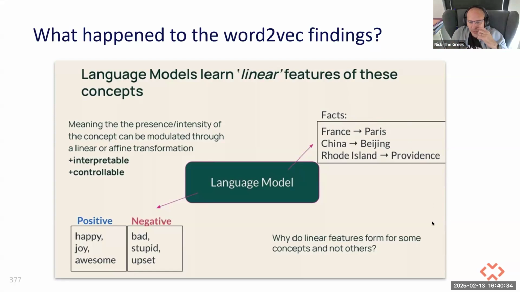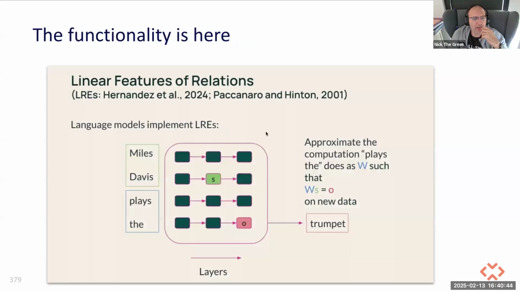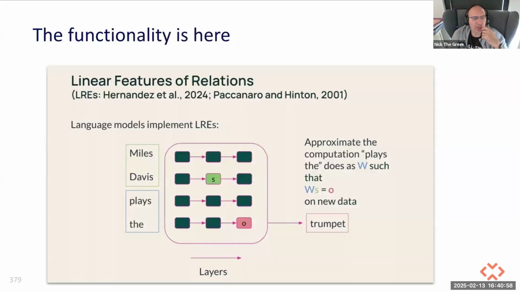And the question is, why do linear features form for some concepts and not for others? Again, linearity is not always given. They did some analysis over here, and long story short, it really has to do with how many times you've seen it in your training data.